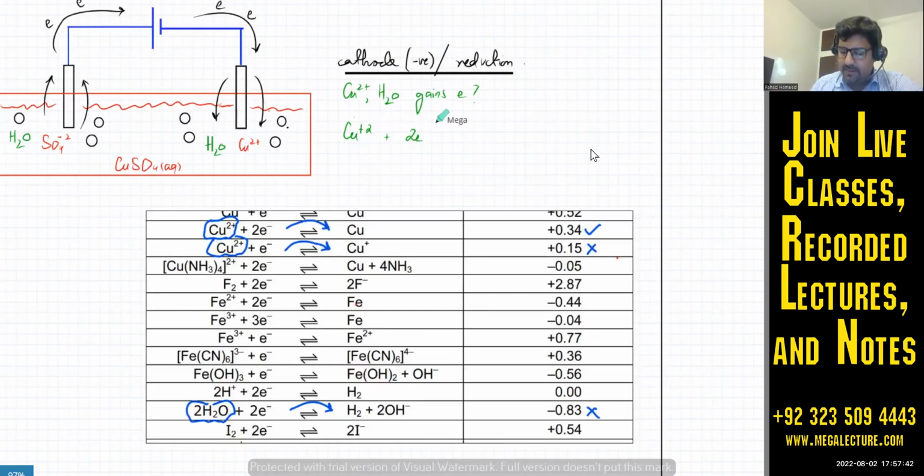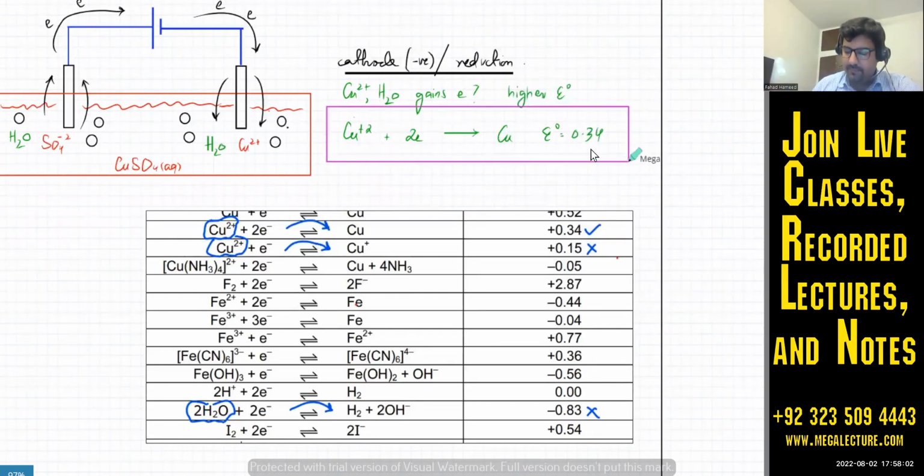And its E naught is 0.34. That's the highest E naught. Who gains electrons? The one that has the high E naught has the greatest tendency to actually gain electrons. E naught is 0.34 volts, and I'll highlight it, okay? So who gains electrons? The one that has the highest E naught.